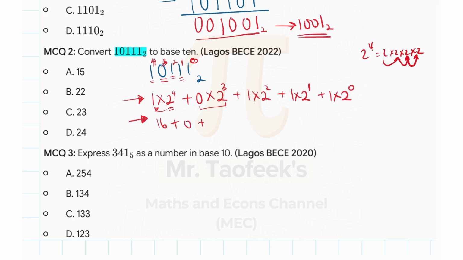Plus 2 to the power of 2 is just 2 times 2, which is 4. 4 times 1 remains 4. Plus 2 to the power of 1 is just 2. Times 1 remains 2. Plus 2 to the power of 0 is 1. 1 times 1 remains 1. And then we add everything together.